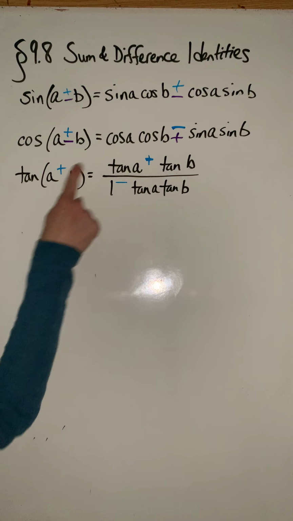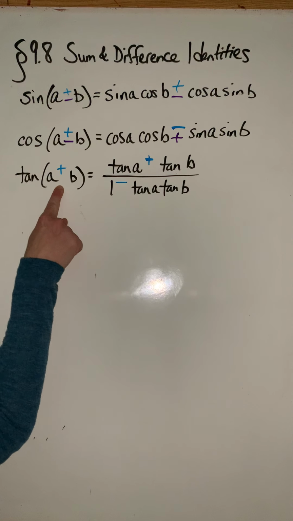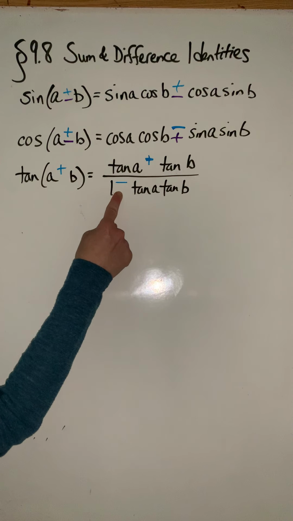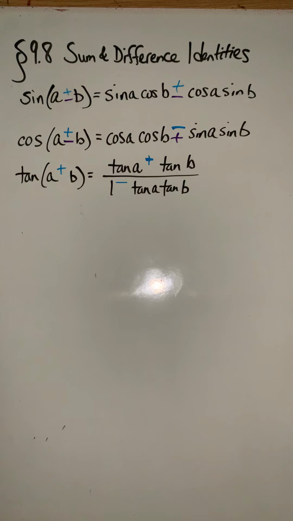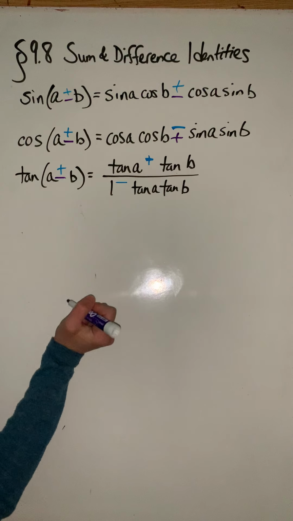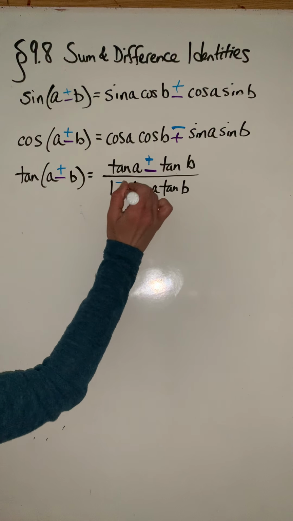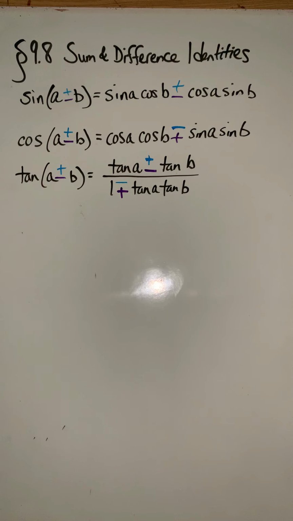So the sign in the numerator is the same as what we have between the two angles, and then the denominator is the opposite. Okay? And then if it's tangent of A minus B, then these are just reversed. Okay? All right. So you know how I feel about memorizing, but this will be something that you're just going to have to stick in your brain.